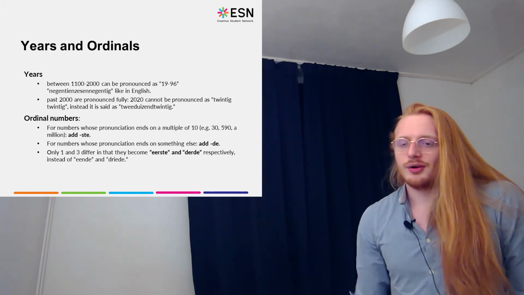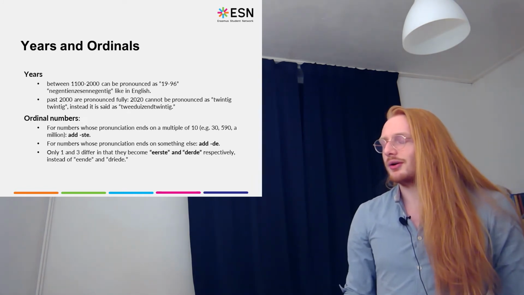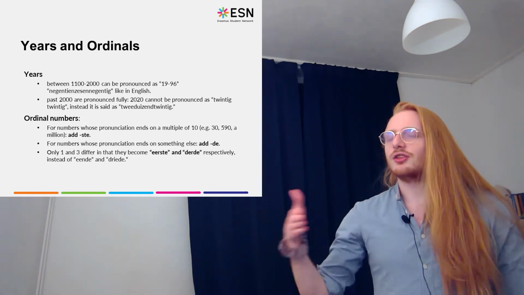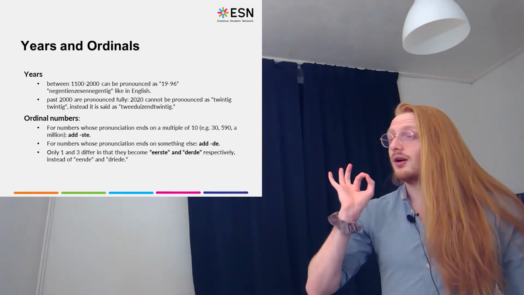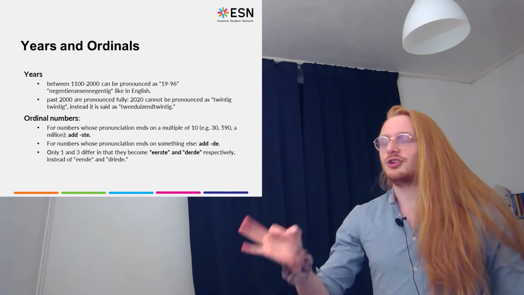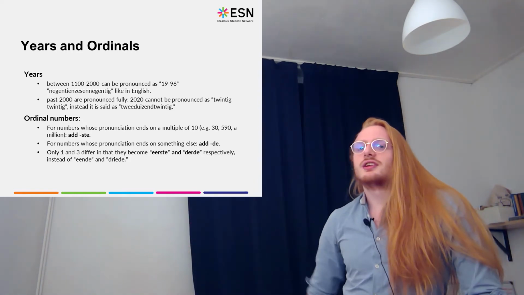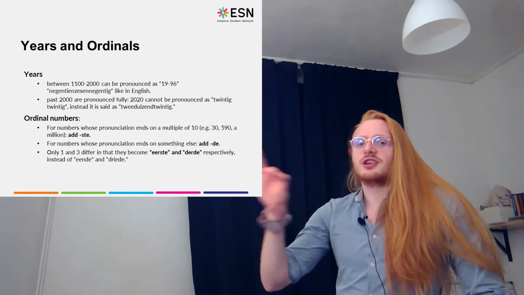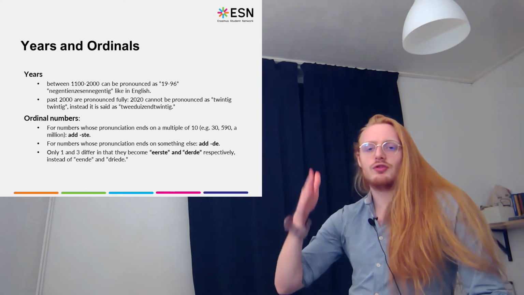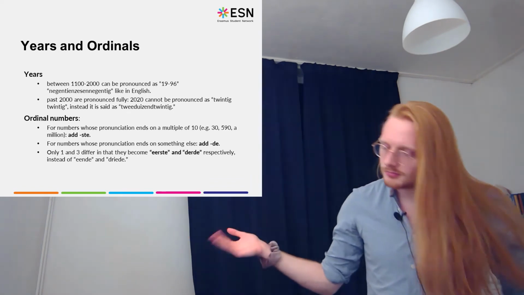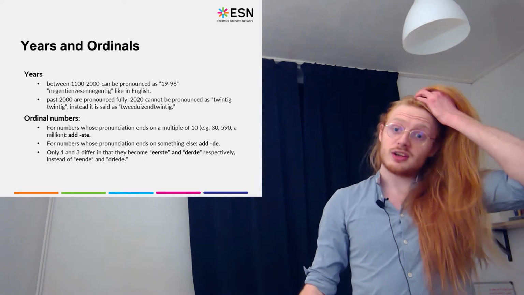And so with those rules, you can say the ordinal number of anything. So 22, in pronunciation at least, ends on a multiple of 10, so you say tweeëntwintigste. 196 would be honderdzesennegentigste. 202 would become tweehonderdtweede. Easy to do. Alright, so that is it for the numbers in Dutch.